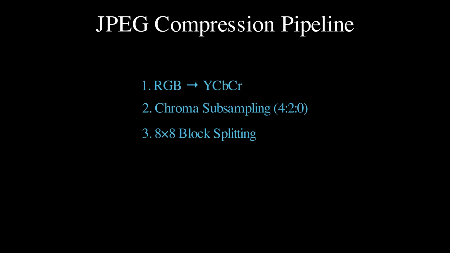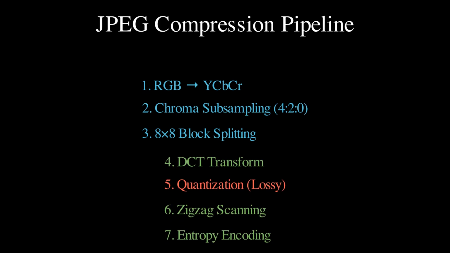And that's how JPEG compression works. Let's recap the 7 stages. First, RGB to YCbCr conversion separates brightness from color. Second, Chroma Subsampling reduces color resolution. Third, we split into 8x8 blocks. Fourth, DCT transforms to frequency domain. Fifth, quantization discards imperceptible information. Sixth, zigzag scanning orders coefficients. Seventh, entropy encoding compresses the final data.